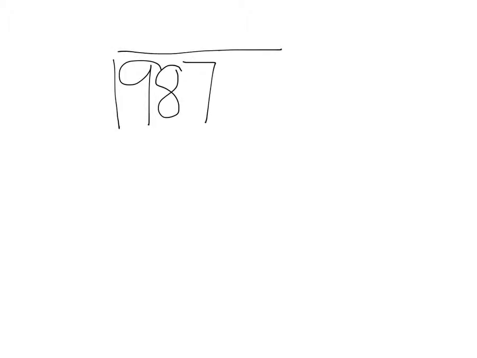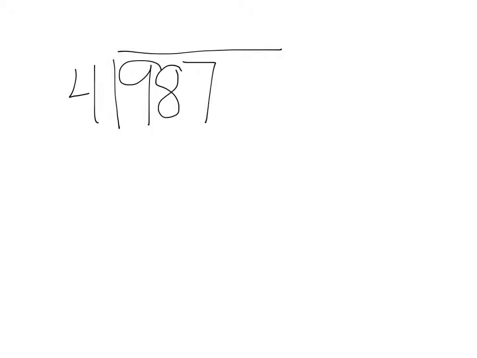To tackle 987 divided by 4, we must first cover up our 87 as though it's not there, and we have a 9.